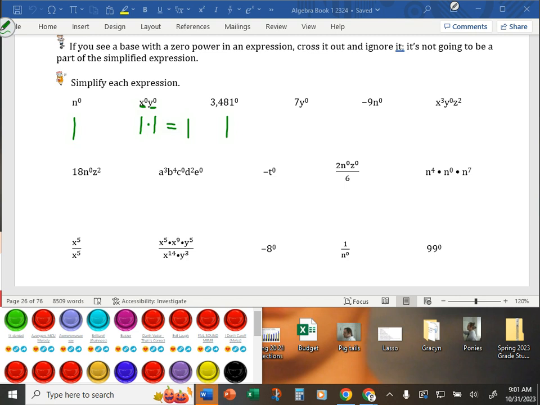7y to the 0 power. 7. That coefficient is not affected by the power, so that just kind of tags along. But y to the 0 equals 1. And 7 times 1 equals 7.